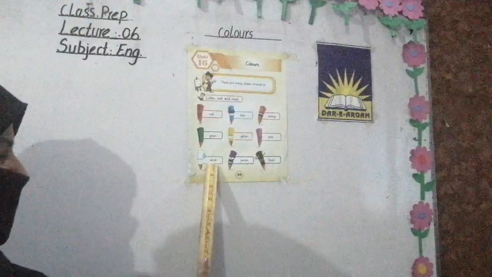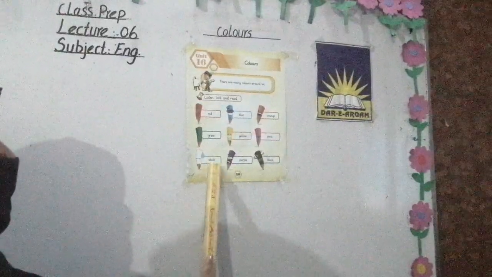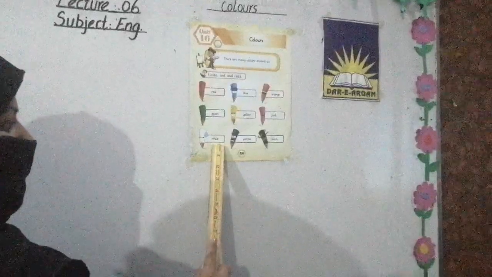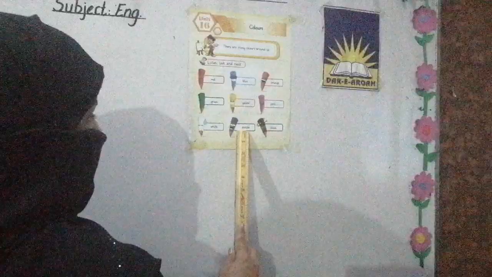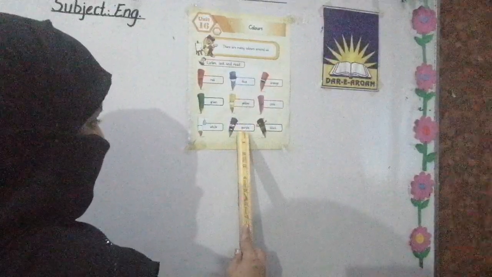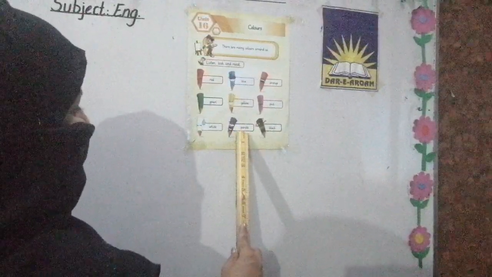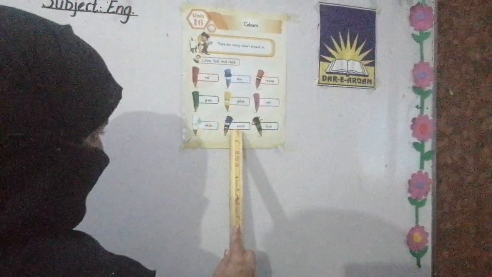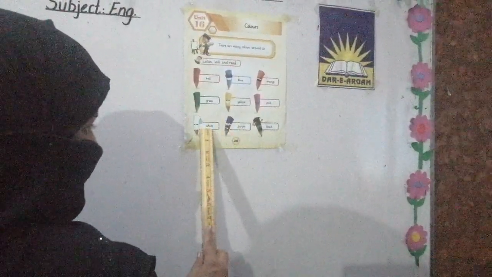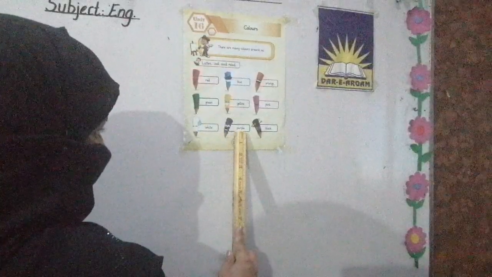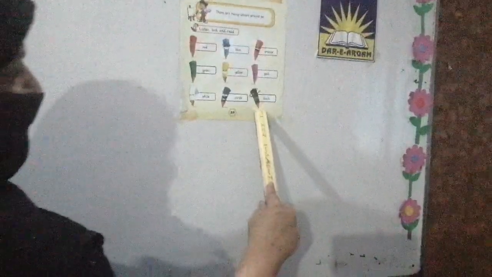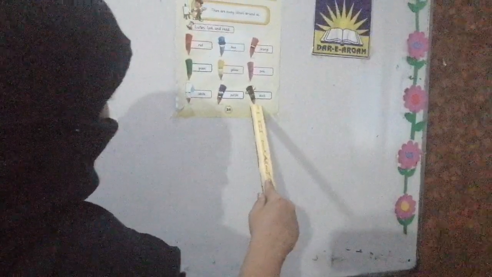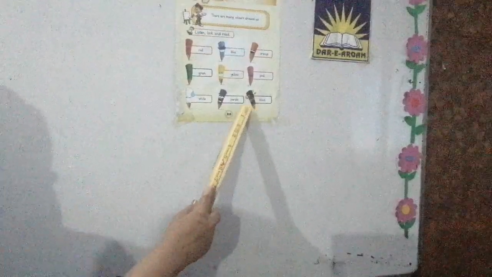And this color is white. White. Purple. Yes. White. Purple. And this color is, yes, black. Black. So students, repeat this page with me.